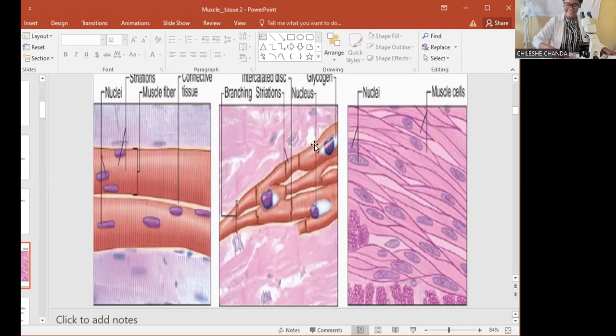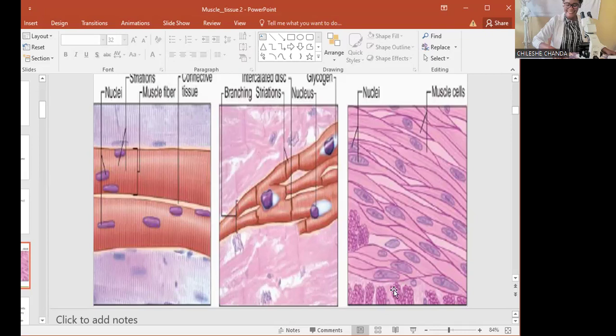So you are going to find that 1, the cardiac muscle is striated. 2, the cardiac muscle fibers are branched. 3, each muscle fiber has only one nucleus. 4, you are going to find intercalated discs in cardiac muscle fiber, okay?